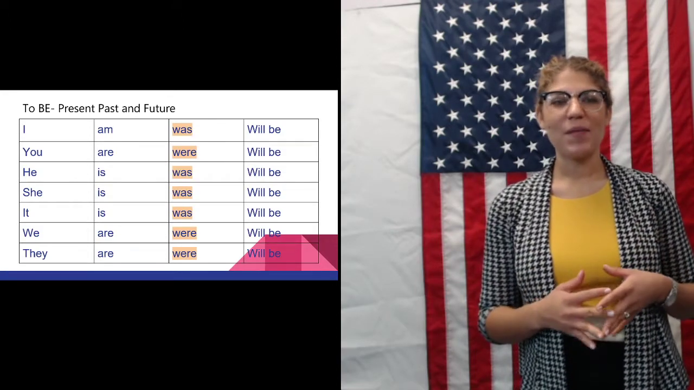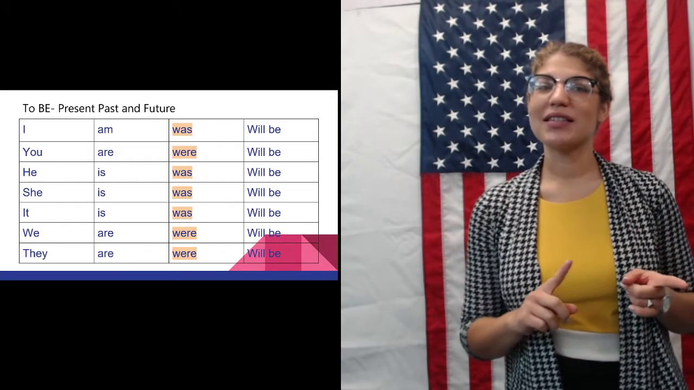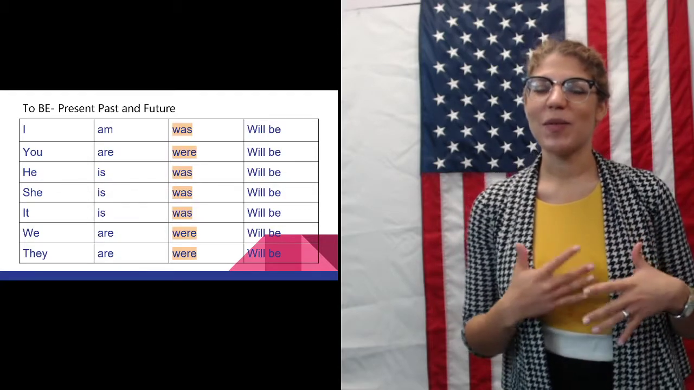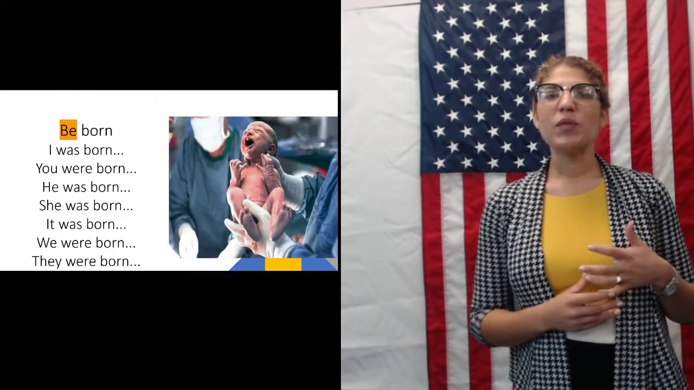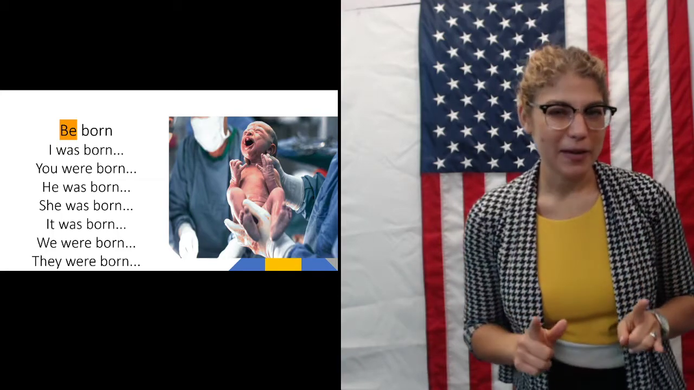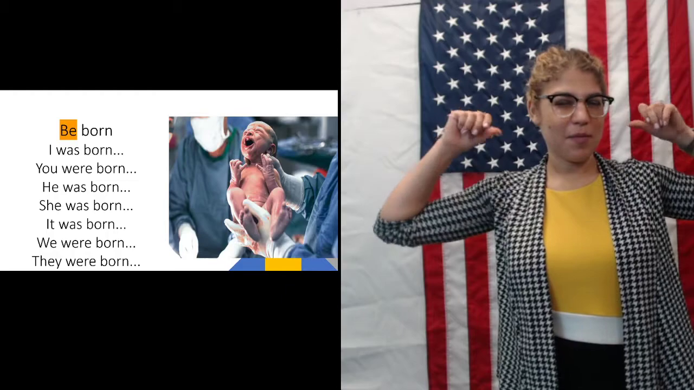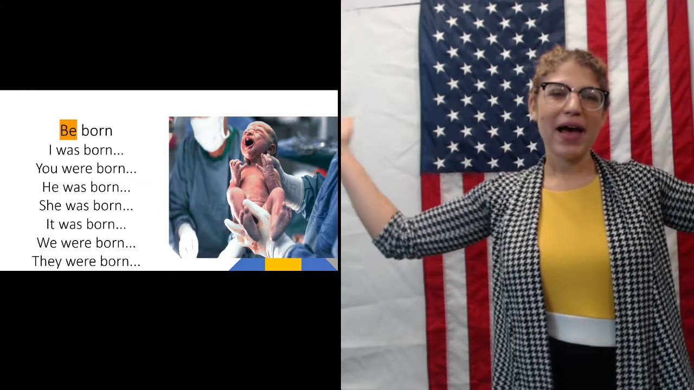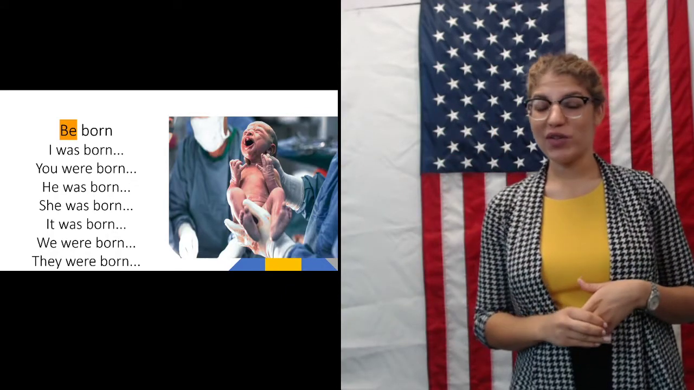When we talk about birth, if we can skip forward to the slide that talks about birth. When we talk about birth, we will always use the verb to be, but in the past. The past form of our verb to be will look like this.